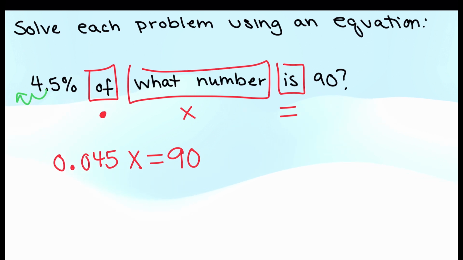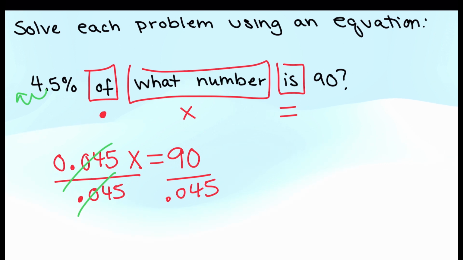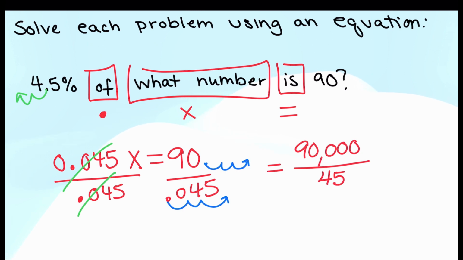If I want to solve this equation for x, I have to get rid of that 0.045. So I'm going to divide both sides by 0.045. That isolates the x, or gets the x by itself on the left-hand side. So now I have to take 90 divided by 0.045. And so let's see, I need to clear that decimal on the bottom. So I'm going to have to move the decimal 1, 2, 3 places to the right.